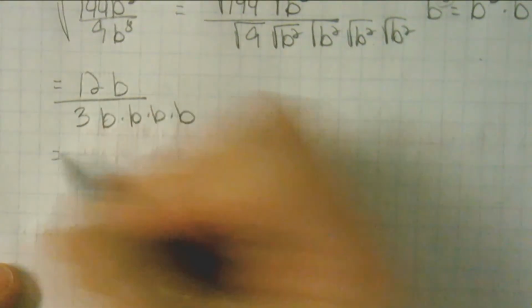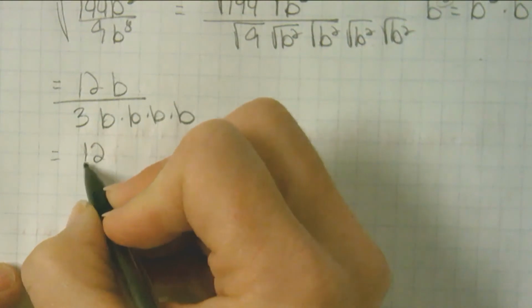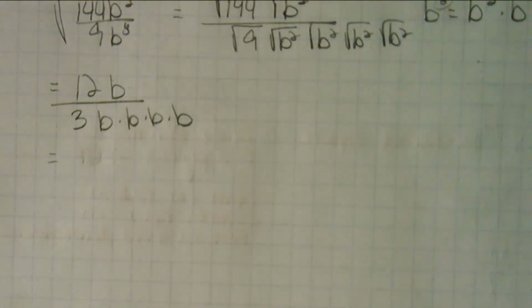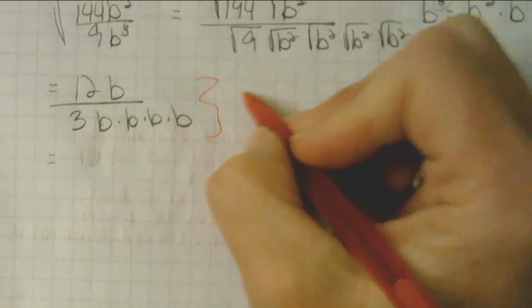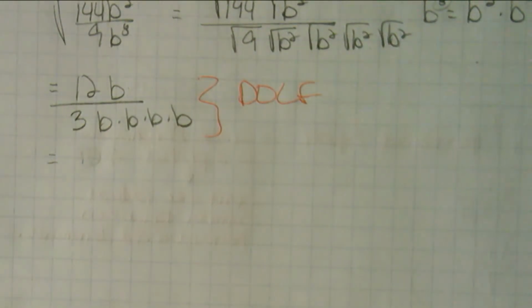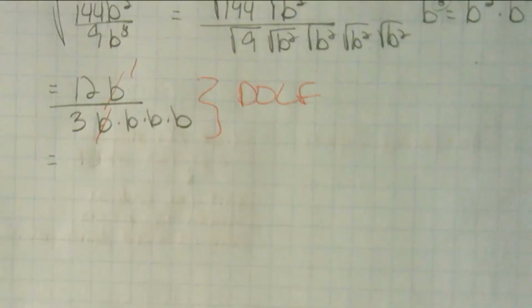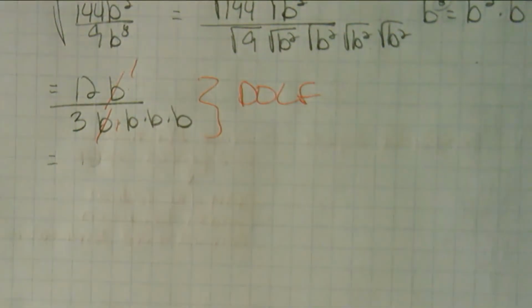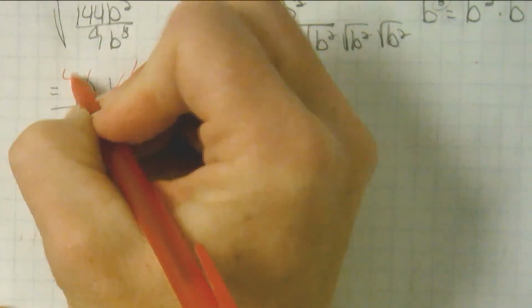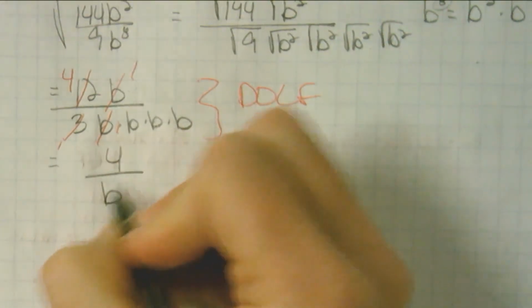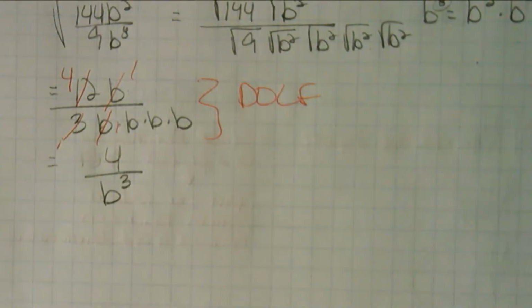Okay. So I have 12. Well, I'm going to leave it like that for now. What do you notice about our numerator? What do you notice about our denominator? Ashton? Yes. So at this point, I want you DOCF. I want you dividing out common factors. So before you even turn that into b to the 4th, I can automatically see one of my b's cancel out in the numerator and the denominator, and the 3 cancels out in the 12 and the 3. So my final answer is going to be 4 over b cubed, because I can divide out common factors.